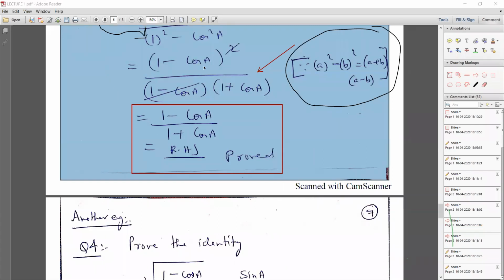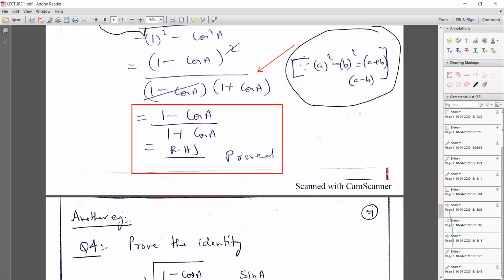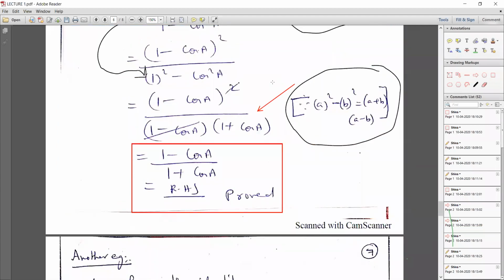Yes, Ibrahim, we can write 1 minus cos A whole square as 1 minus cos A into 1 minus cos A. I have already cancelled it in the second step, because there is no need of writing 1 minus cos A whole square, as it looks kiddish actually. Okay, because it is already cancelled with the denominator part. Okay, good. Ibrahim, you have understood?